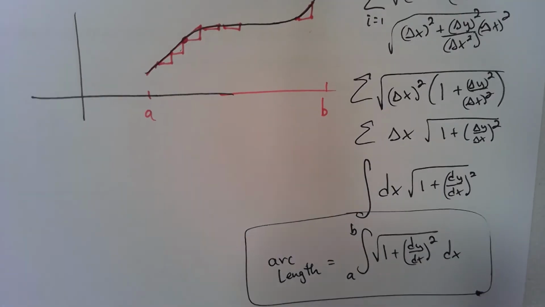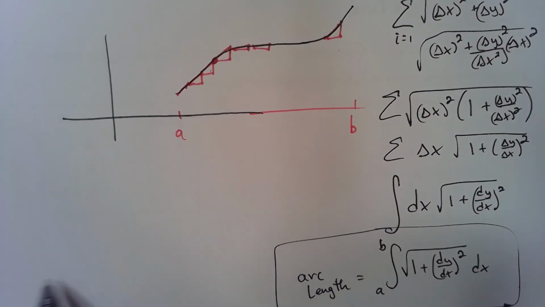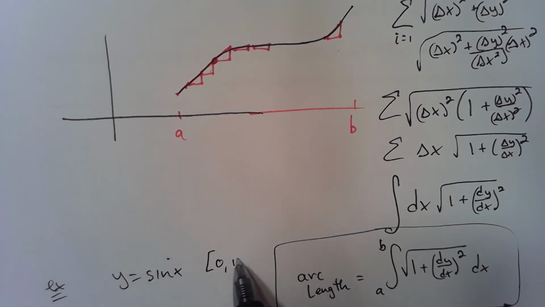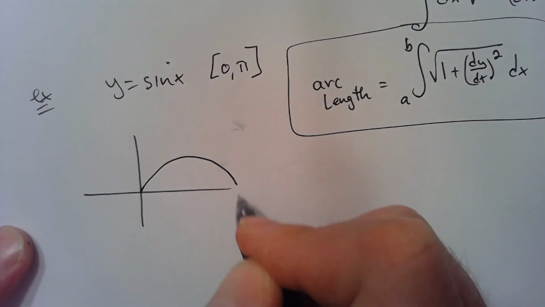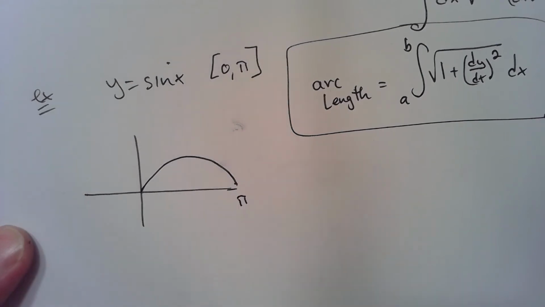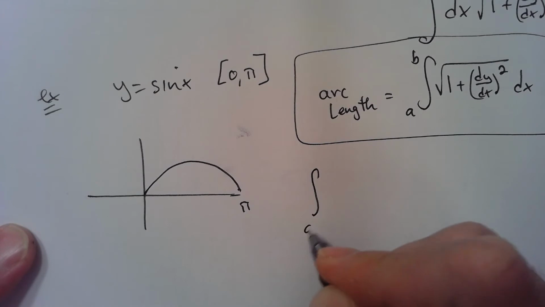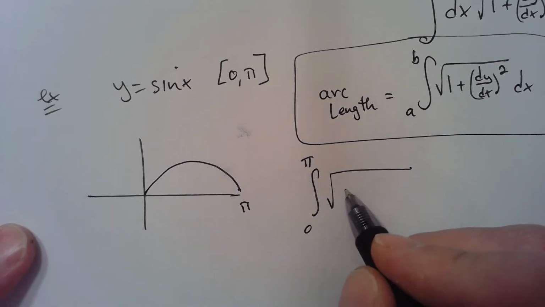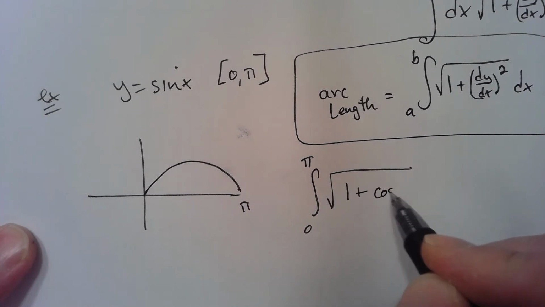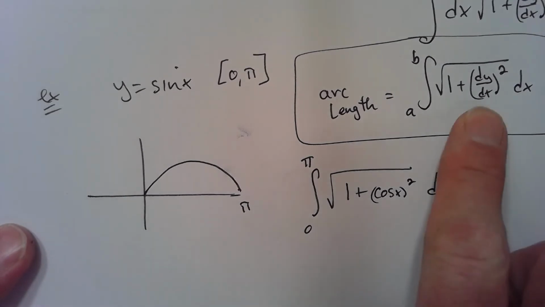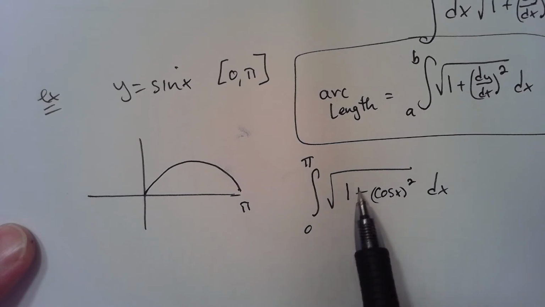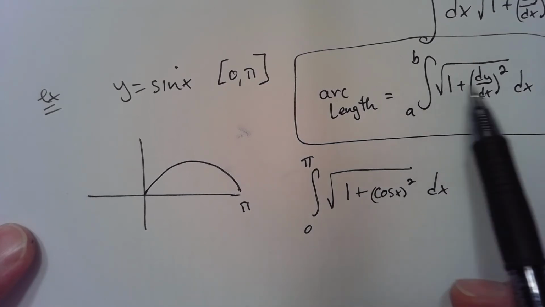All right, so that's arc length. As an example, let's just use sine x. Let's say y equals sine x, and let's go from 0 to pi. How long is that arc length? Well, sine x looks like this from 0 to pi. So how long is that curve? We could integrate from 0 to pi the square root of 1 plus the derivative, cosine x, squared, dx, and that'll get you the arc length. It's a pretty straightforward formula for arc length: the integral of the square root of 1 plus the derivative squared.